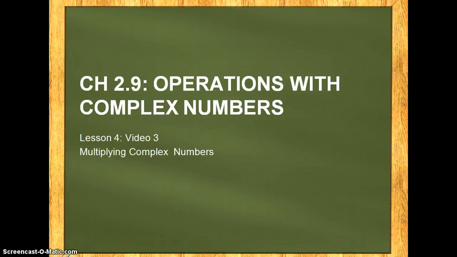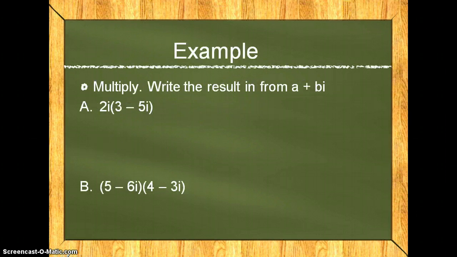So this is the third and final video for operations with complex numbers, multiplying complex numbers. So the example is multiply, write the result again in the form of a plus bi. So a is 2i times 3 minus 5i.